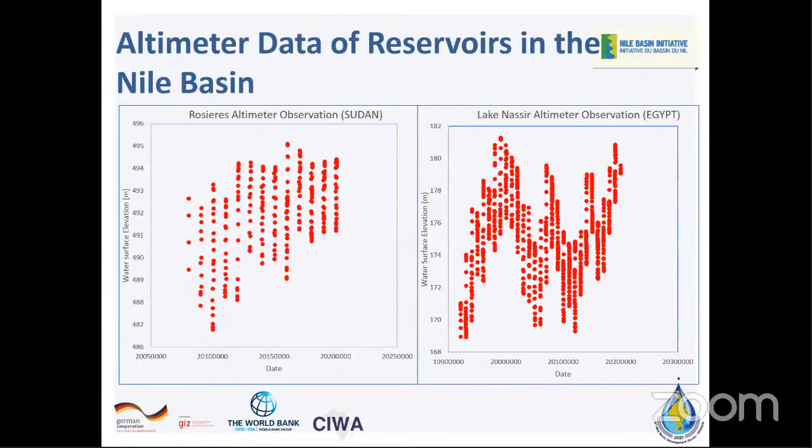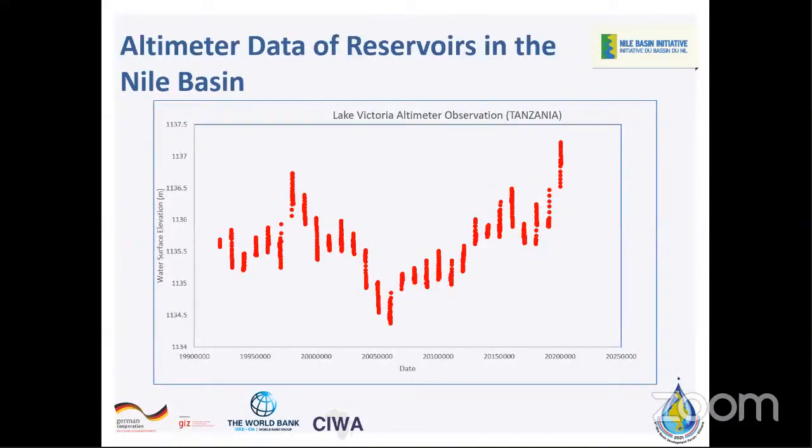Yes, we have found some data for Roseires in Sudan, for Lake Nasser in Egypt, and for Lake Victoria also. So these were available from the satellite mission. And this was not bias corrected, but the data is available. As I have said earlier, the two missions give really good data, but we need to check for these specific reservoirs.